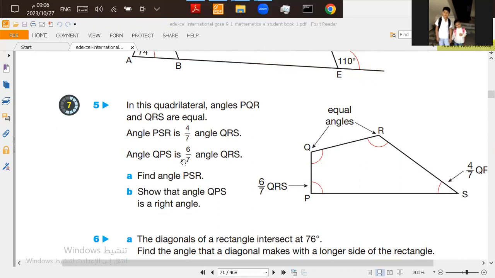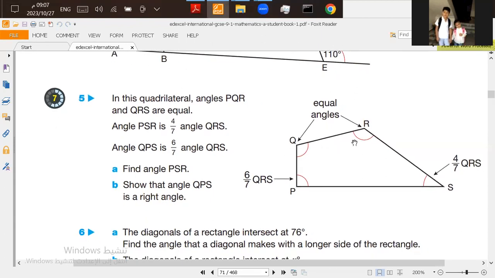Question 5. In this quadrilateral, angles PQR and QRS are equal. So these are equal angles. PQR, QRS. Good. They are equal. Angle PSR is 4/7 of angle QRS. So this one is 4/7 of QRS. And this one is 6/7 of QRS. Okay. Now find the angle PSR, which is here, and show that angle QPS is a right angle.